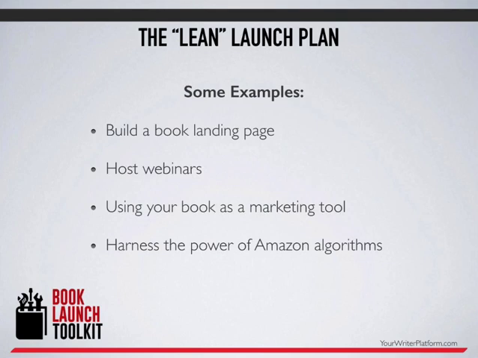There are several ways that you can get the word out about your book without depending heavily on a platform or existing relationships. We outlined 14 of these in the Book Launch Toolkit. So here are a few examples: building a book landing page, hosting webinars like we're doing now, using your book as a marketing tool, or harnessing the power of Amazon algorithms.